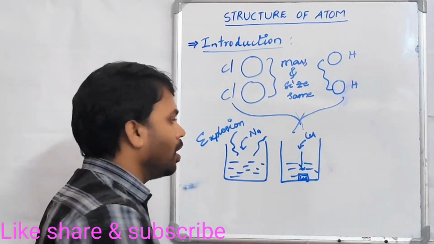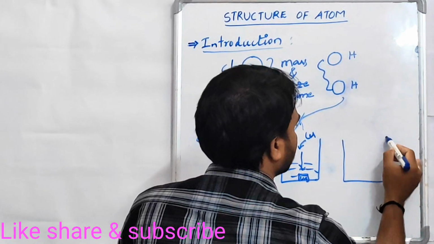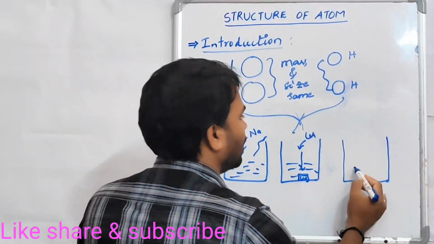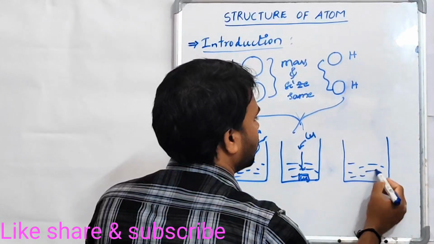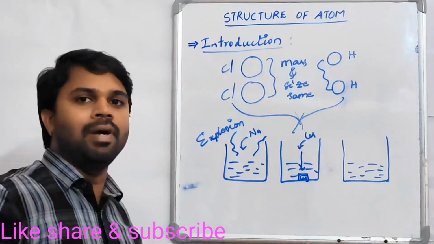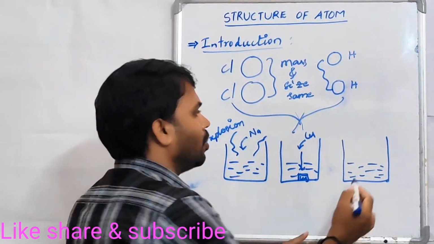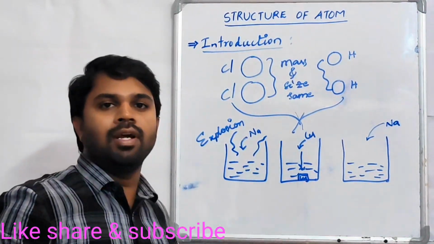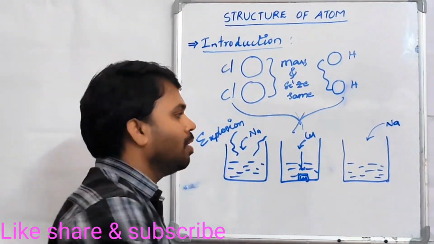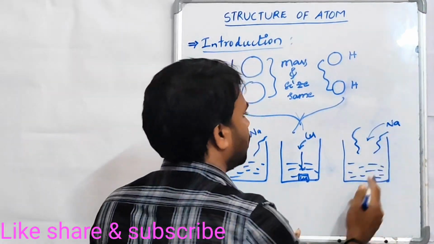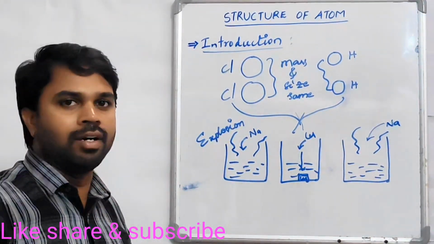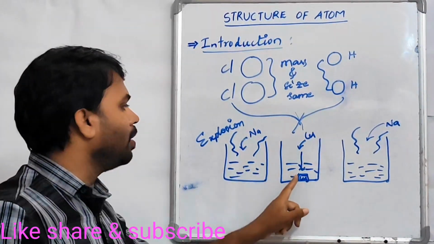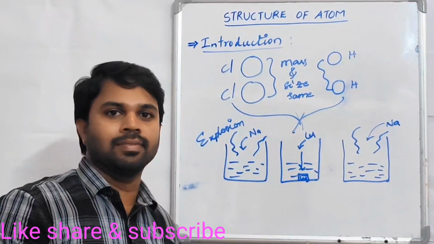Now, I am taking one more container. I have kept the same amount of water inside this container. Now, I am adding one more sodium atom to the third container. What will happen? Explosion will happen. This is the proof that atoms of the same element show the same properties, atoms of different elements show different properties.